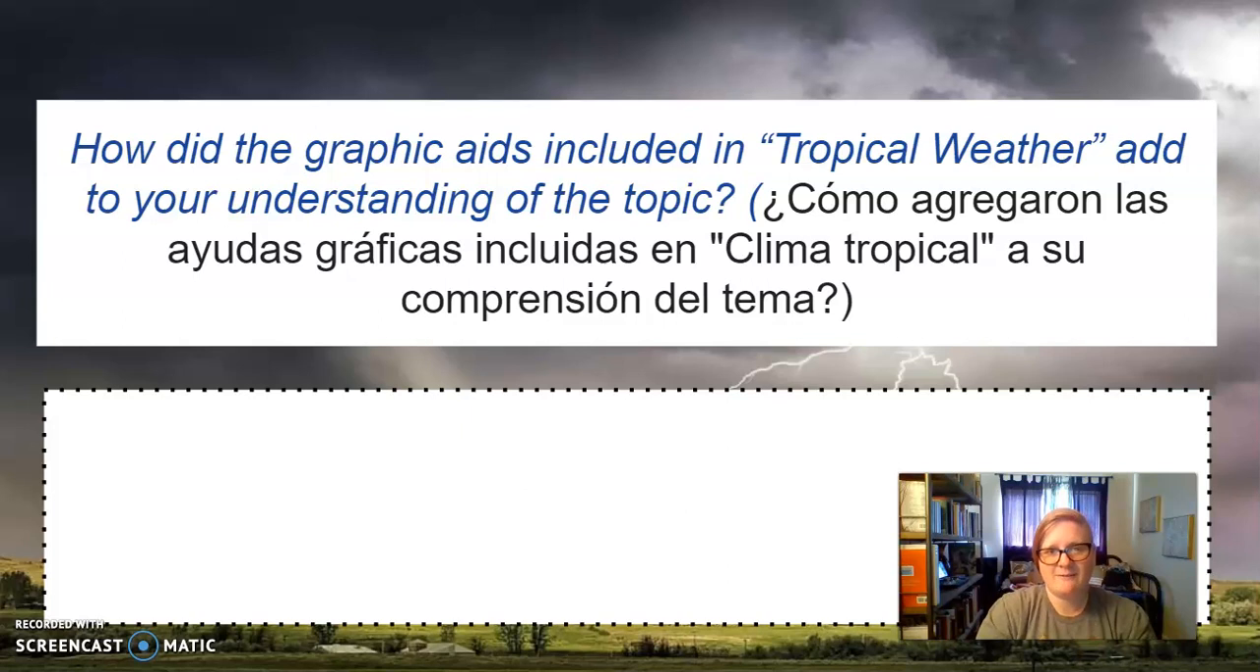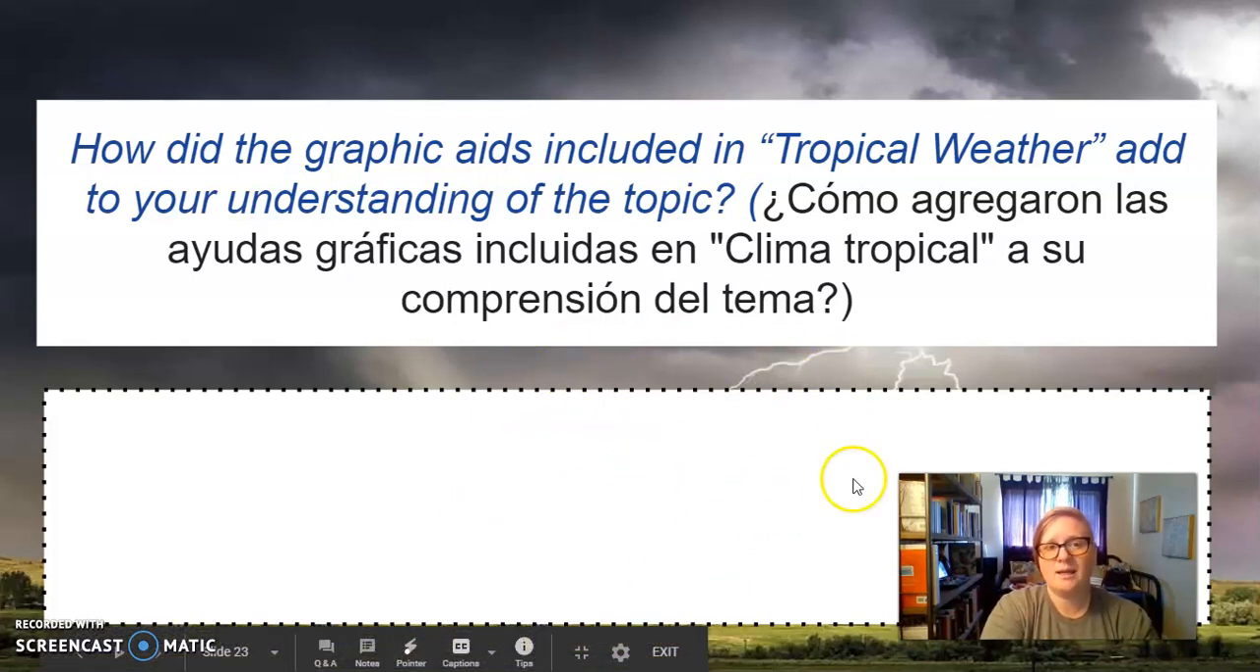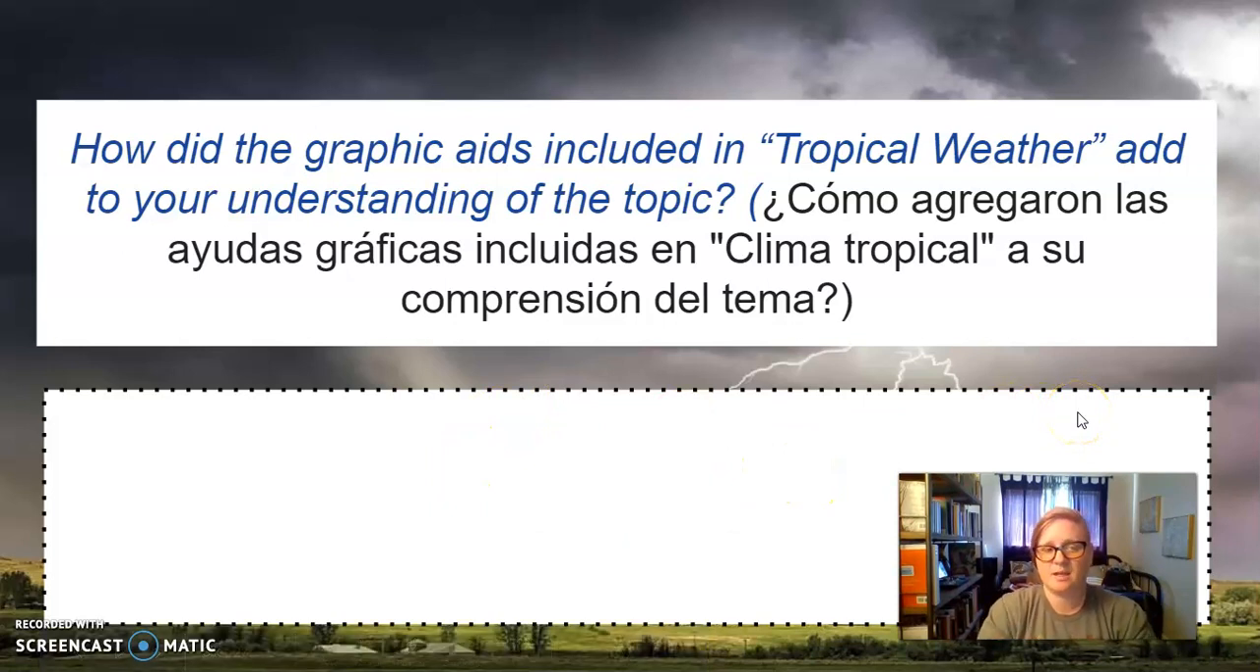So how did the graphic aids included in tropical weather add to your understanding of the topic? So go ahead and tell me, in your opinion, what was included that helped you understand something. You could always go back to the text and look at it and remember what things you were looking at that helped you.